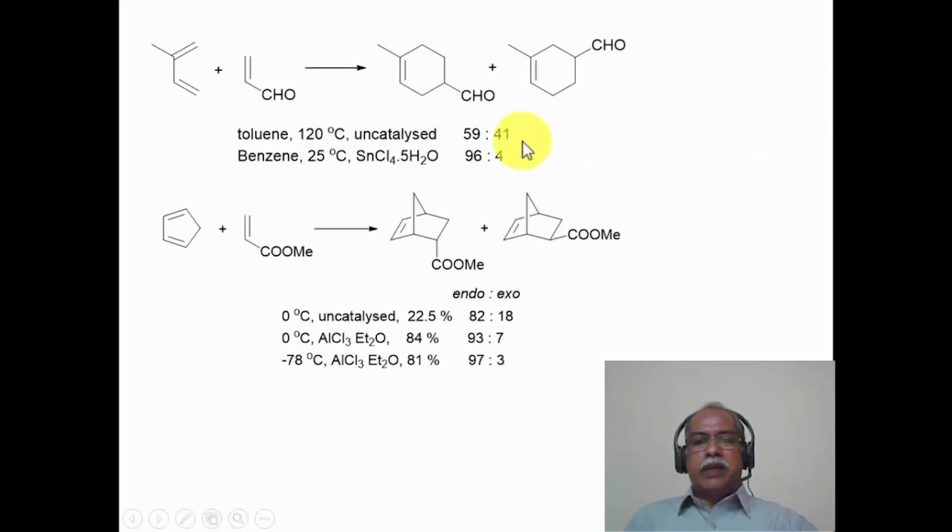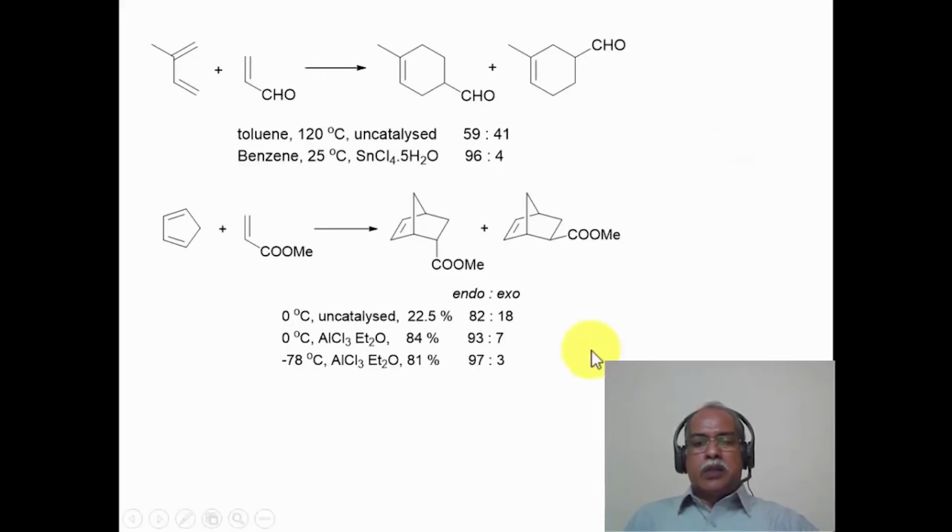In addition to that, the added benefit is that the para isomer is almost the exclusive product in this particular case. In the absence of a Lewis acid, for example, you have a mixture of para and meta isomers, whereas in the presence of a Lewis acid only the para isomer is formed more or less exclusively. The meta isomer is a very small amount, 4%, that is formed.